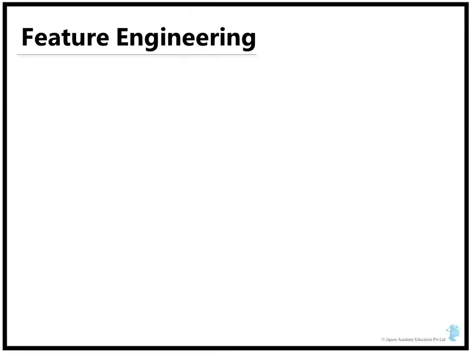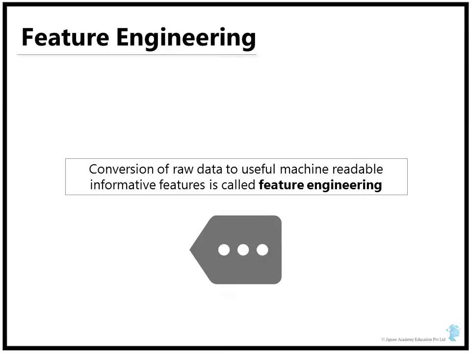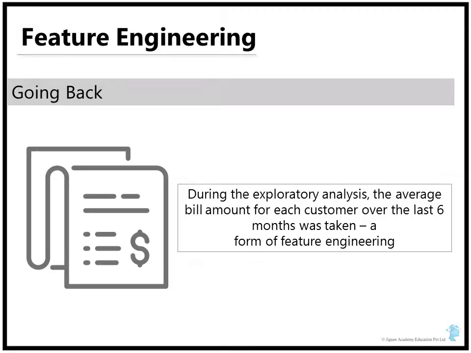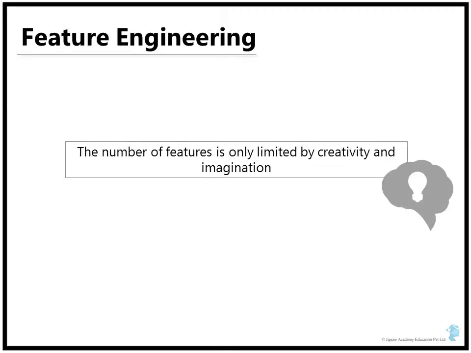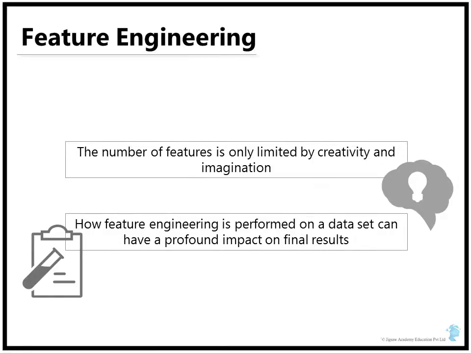So here comes feature engineering to rescue us. The conversion of raw data to useful machine readable information, called features, is called feature engineering. You have to engineer a feature out of the raw data. Remember, during the exploratory analysis, we took an average bill amount for each customer over the last 6 months. That is also one form of feature engineering. We are not just limited to taking averages for the purpose of feature engineering. The number of features is only limited by your creativity and your imagination. How you perform feature engineering on a data set has a tremendous impact on your final results.